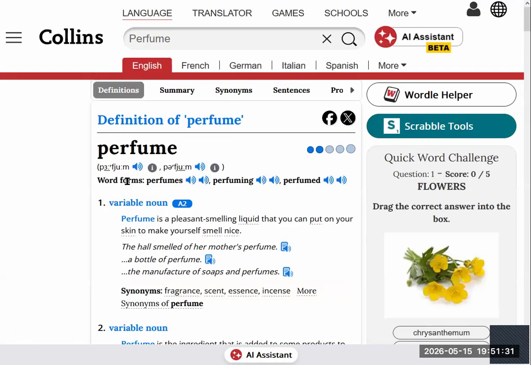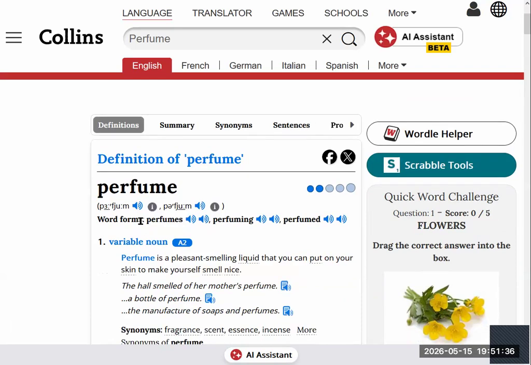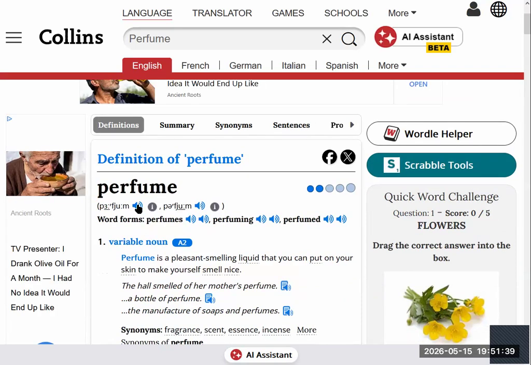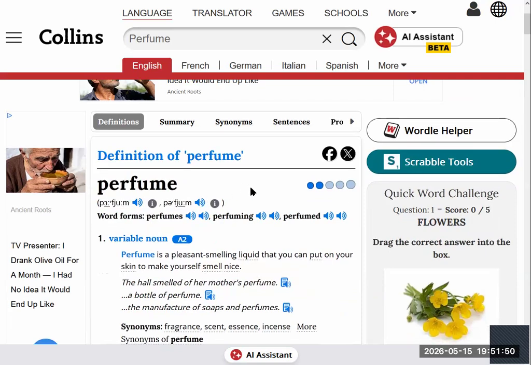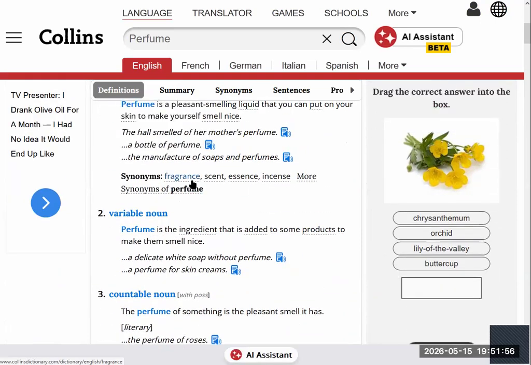So they have two ways of pronouncing it here. Let's quickly listen to how they say it. Perfume, that's the most common way I hear, and this one is perfume. Okay, that's true. There it is, A2. So this is an advanced word. So surprise, surprise, it has fragrance, with a CE ending. So scent, essence, incense. A lot, a lot.